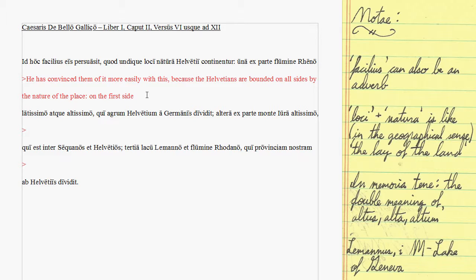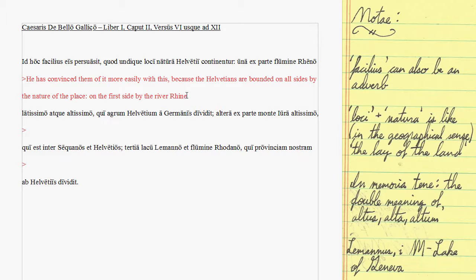There are no verbs in this clause, and there's not even a subject. And I think really this is going to be just kind of detailing what we're talking about with this constant nature. On the first side, by the river Rhine. Likewise, on the first side, they are bounded by the river Rhine, except this is just not included.